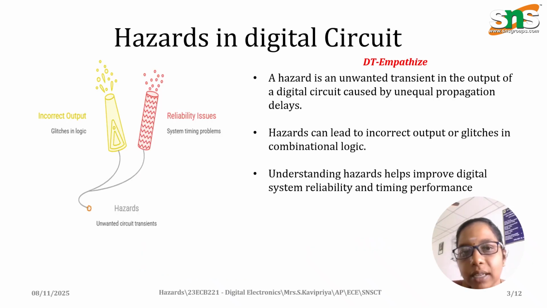First, let us discuss what a hazard is. A hazard is nothing but an unwanted change that occurs in a digital circuit. Because of these hazards, the output of the digital circuit may get changed. The main reason for this type of hazard is propagation delay. Propagation delay is nothing but different signals taking different times to travel from input to output through the transmission medium. So propagation delay is a major cause for hazards.